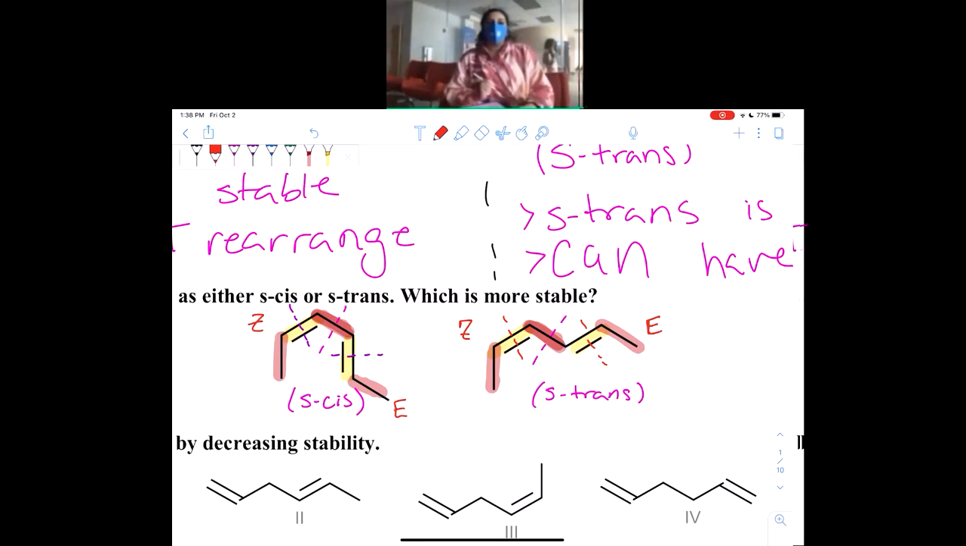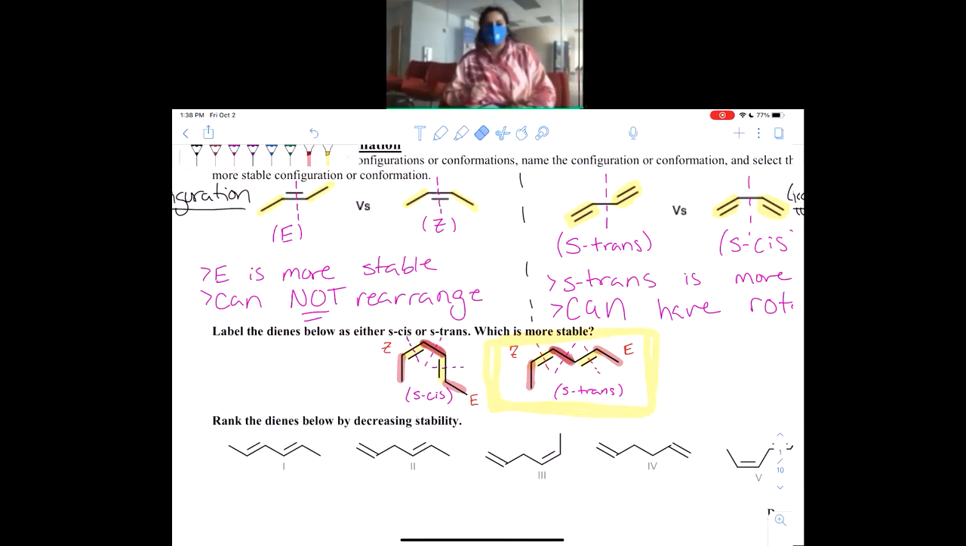So both of them have one Z and one E configuration. So that means configuration is not really the one that's in play here. We have to look at conformation, and as you guys said, S-trans is more stable. So this molecule is the more stable one. Any questions?